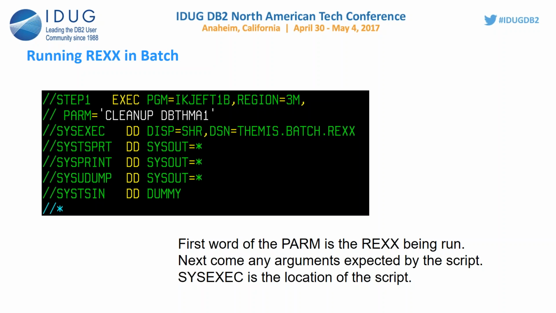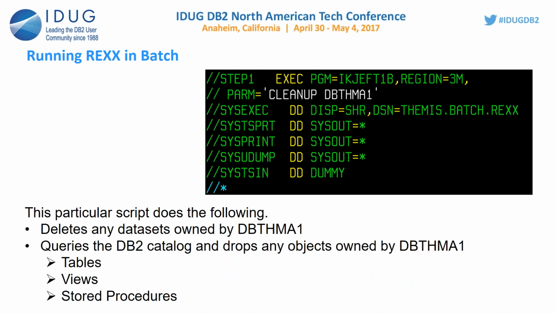I don't think I provided this one as a sample because I don't want anybody accidentally running it in their real world and then holding me responsible for what happens. Most of the time, you guys probably aren't going to be deleting everything for an ID. It's a little bit unique to the situation that I'm in. And this is what it does, right? Deletes any data sets owned by that ID, queries the DB2 catalog, and drops tables, views, and stored procedures created by that ID.